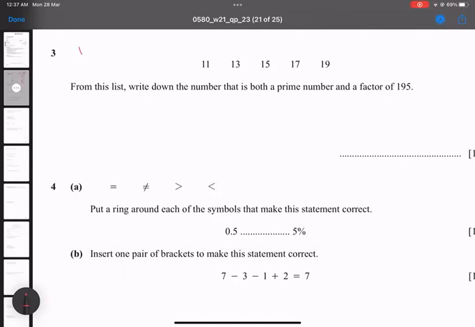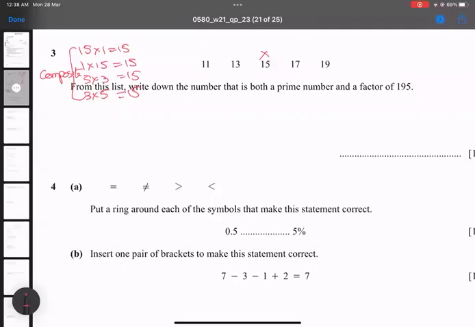But 15 is not a prime number. Reason: 15 ones are 15, but here 5 times 3 is 15, and 3 fives are 15. So when we have more than two factors, it is not called prime, it's called a composite number. Okay, so this is a composite number. All right.